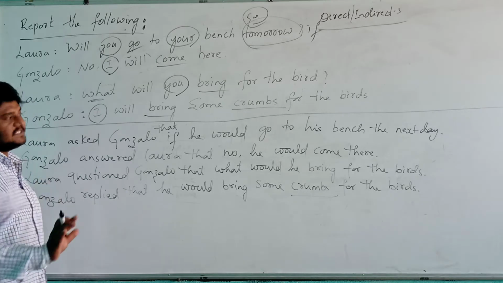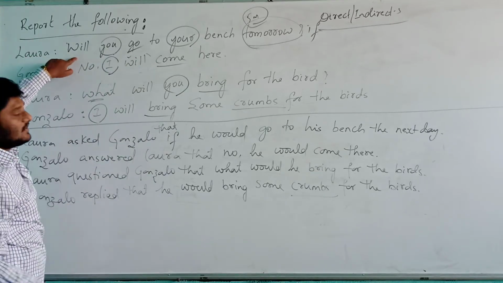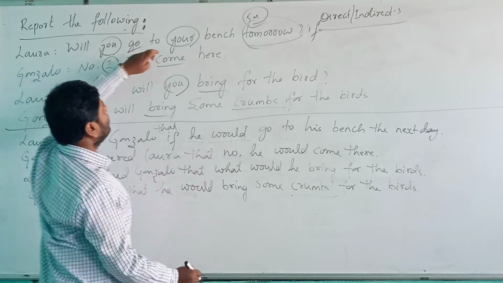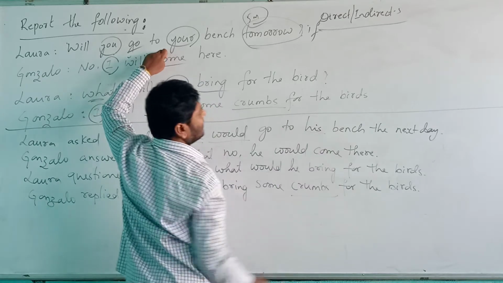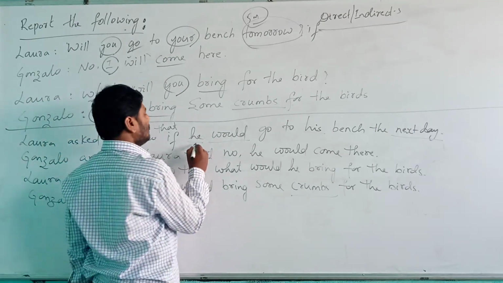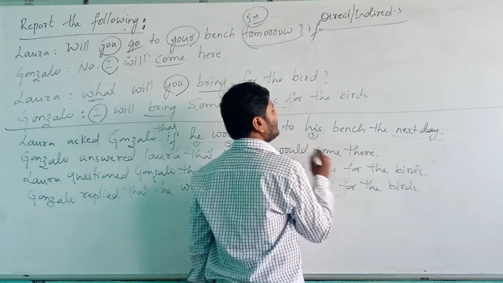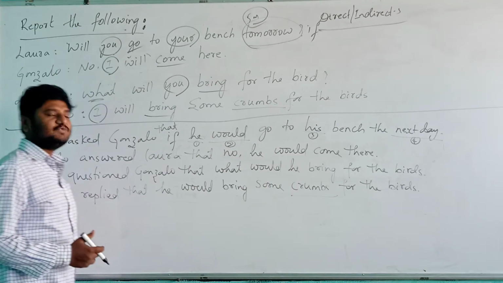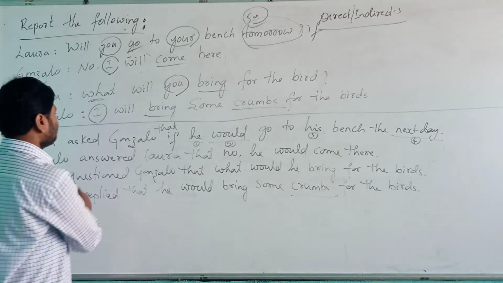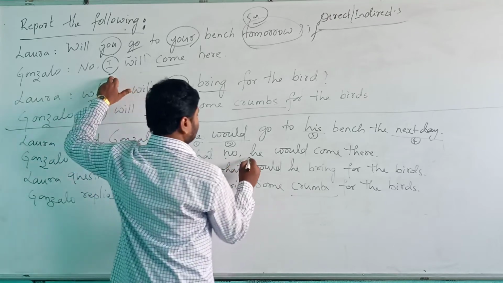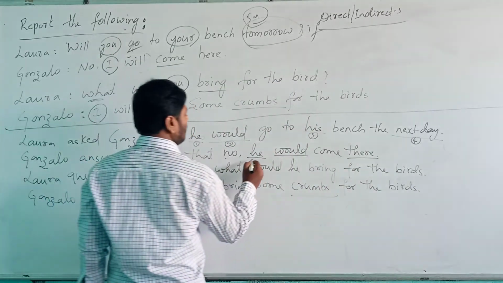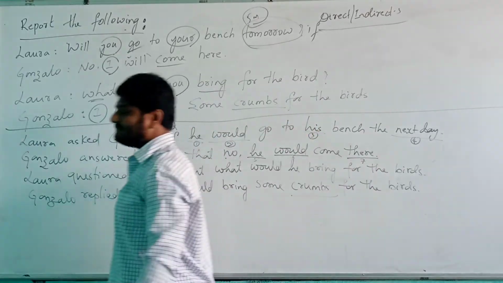As you can see, what changes have we done in the answer? First, will converted to would, you converted to he, your converted to his, and tomorrow converted to the next day. So we changed four areas in the first sentence. Next, Gonzalo answered: No, I will come here. No stays the same. I converts to he, will converts to would, come has no change, here converts to there. So 4, 5, 6, 7: seven changes we have done.